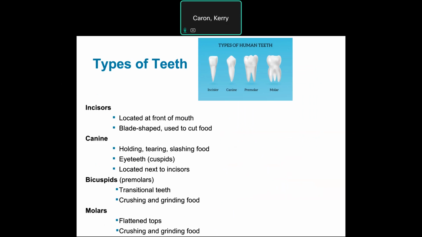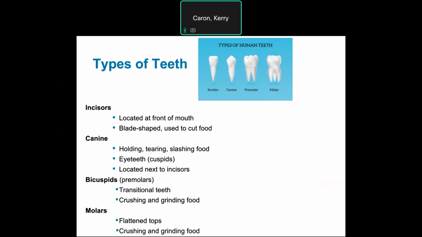So here are the types of teeth. Incisors, to incise means to cut. So incisors are sharp and pointy. They look almost like knives, blade shaped. They're located in the front of the mouth, and they're used to cut food. Your canines hold food, tear, slash. They are also called the eye teeth or the cuspids. They're located next to the incisors.